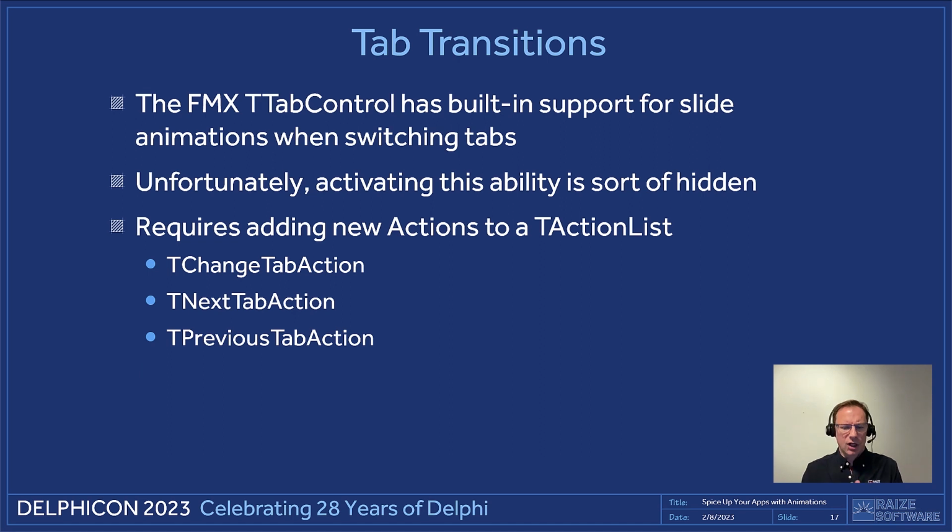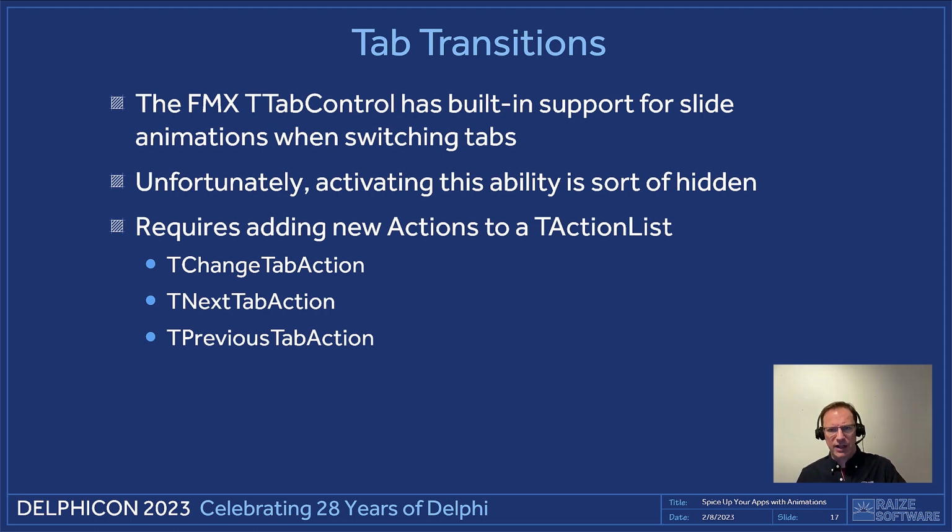Okay, moving on, just a couple more examples. The first up is tab transitions with FMX tab controls. Normally, when you switch to a different page, a different tab in a tab control, it just switches immediately. It doesn't do any transitions. But with mobile apps, it's really common to have a slide transition between views in our apps.